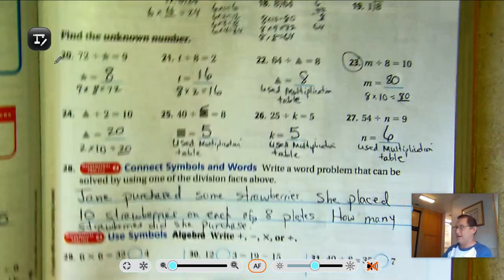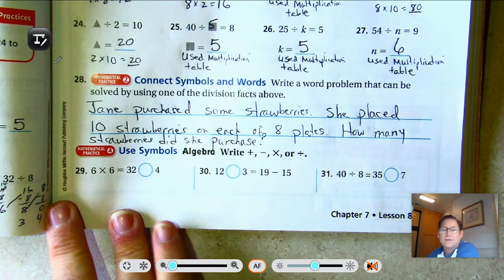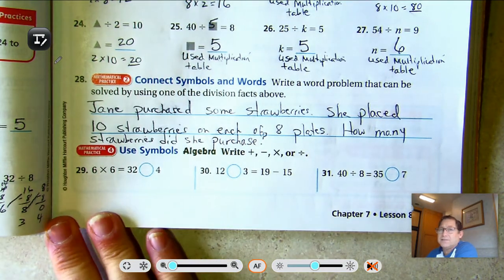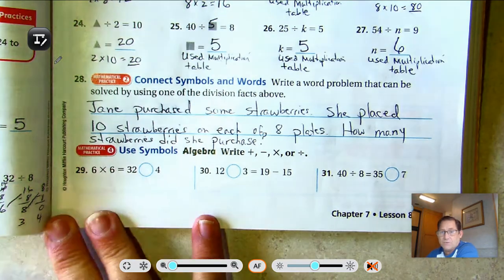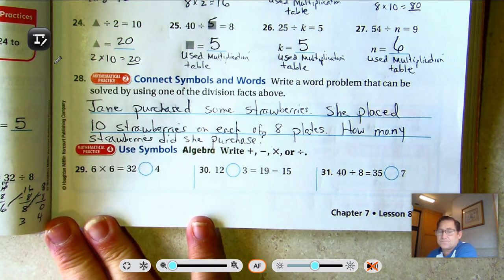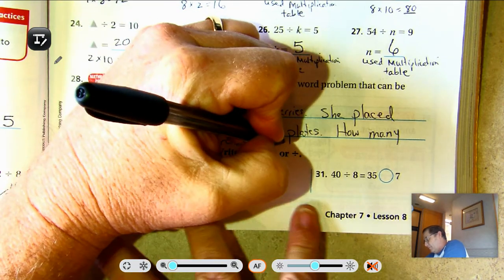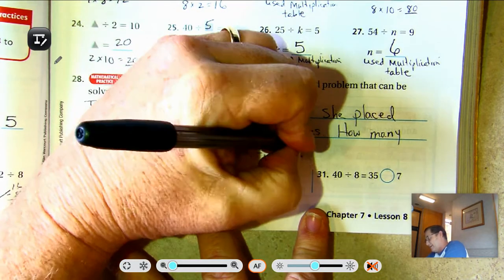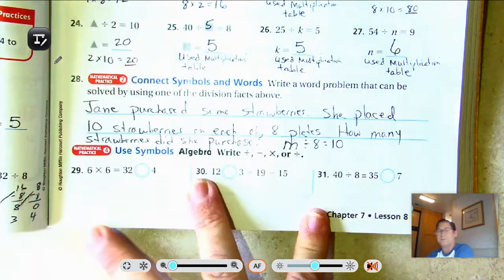All right, so this is what I've come up with. So we need to find the dividend. We have to find the total number of strawberries that this person purchased. She put 10 strawberries on each of 8 plates. So that would represent some number, m, divided by 8 equals 10.